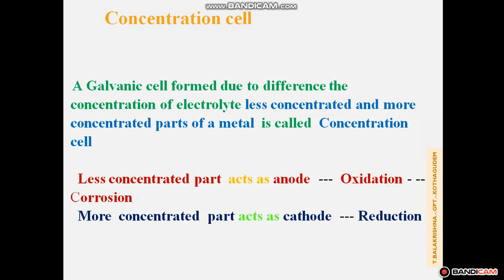So students, what is the definition of concentration cell? The cell is formed due to the difference in the concentration. The same metal, one part is more exposed, one part is less exposed. The less exposed part acts as anode, it undergoes oxidation, that is nothing but corrosion. The more concentrated part acts as a cathode, and the reduction reaction takes place at that part.